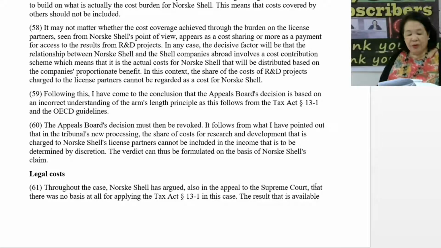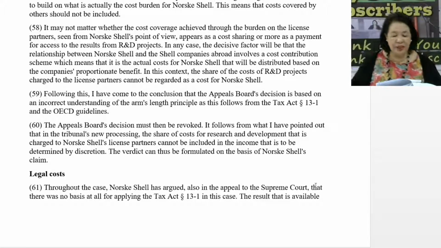No? So legal cost. Throughout the case, Norske Shell has argued, also in the appeal to the Supreme Court, that there was no basis at all for applying the Tax Act, Section 13-1 in this case. The result that is available after the Supreme Court's ruling is that it is permissible to make a discretionary income determination, but that the income must be set lower than in the appeals board's decision. This means that none of the parties to the case has been upheld in full or in substance. No? Both parties have been upheld of significance.